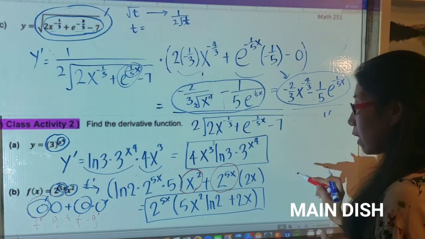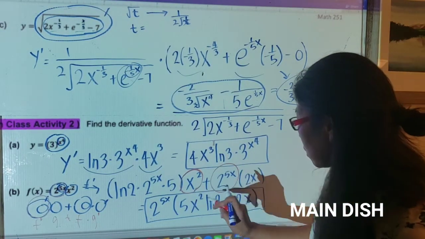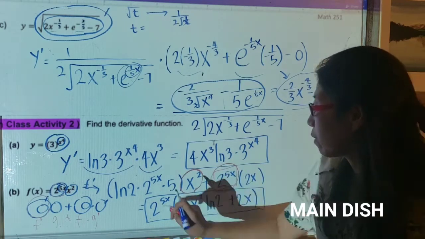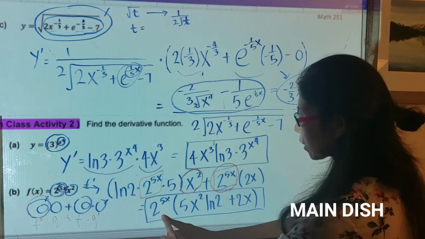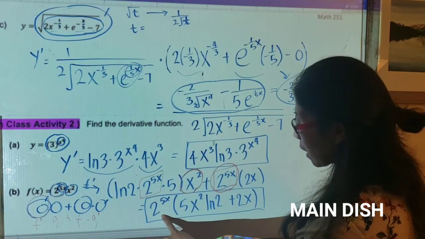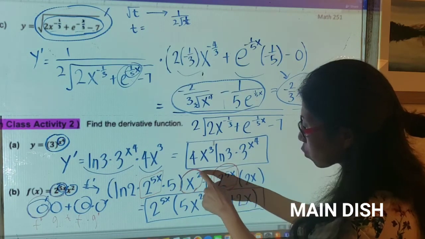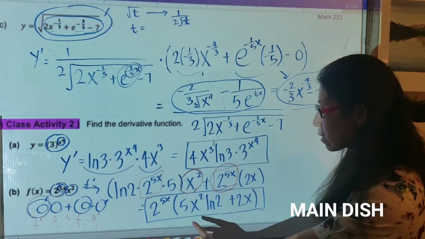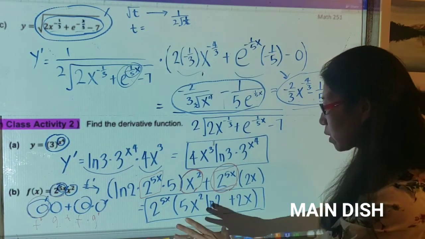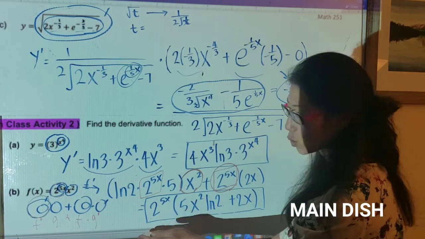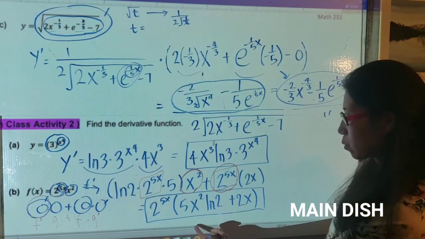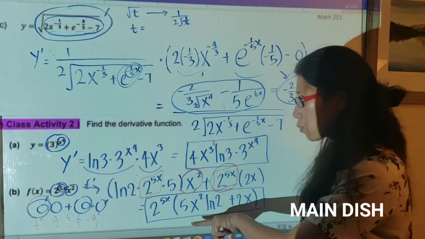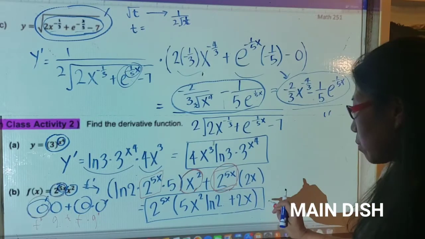Then you have to factor it out. So this is 2 to the 5x, 2 to the 5x. I factor it out, and the rest of them I copied. So it's going to be 5x squared natural log 2 plus 2x. Why did I factor out x? Sometimes we do, sometimes we don't, so that you can separate them into nice functions. This one is an exponent, this one is going to be some sort of polynomial, right? So that's why sometimes we put it this way.